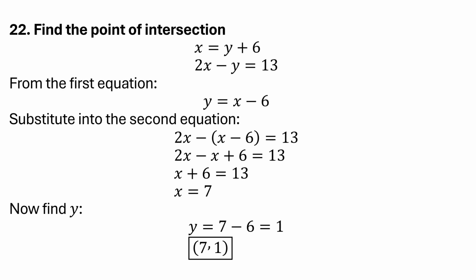First, rewrite the first equation as y equals x minus 6. Then substitute that into the second equation. Solving gives x equals 7. Then y equals 1. So the point of intersection is (7, 1).